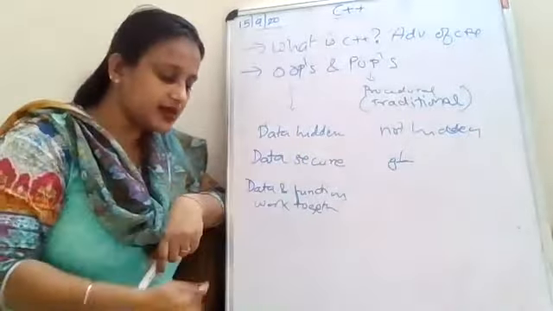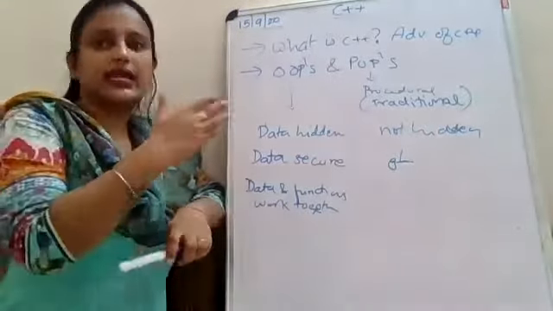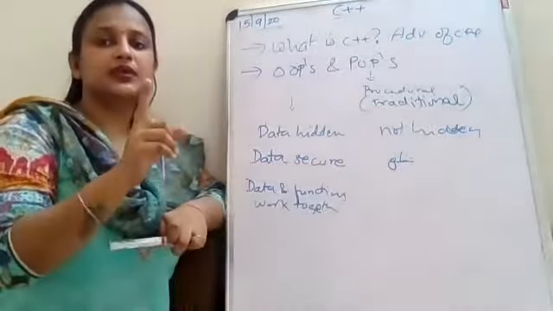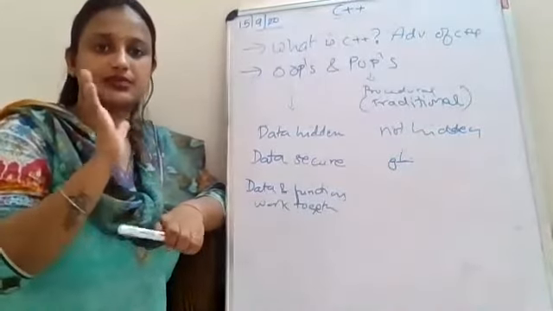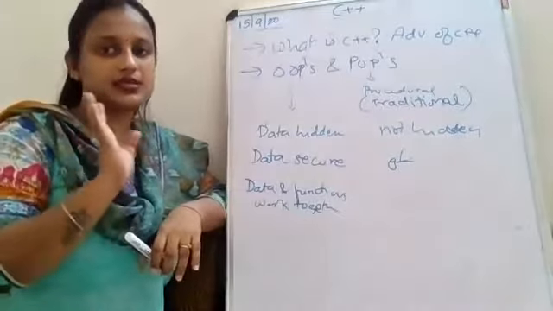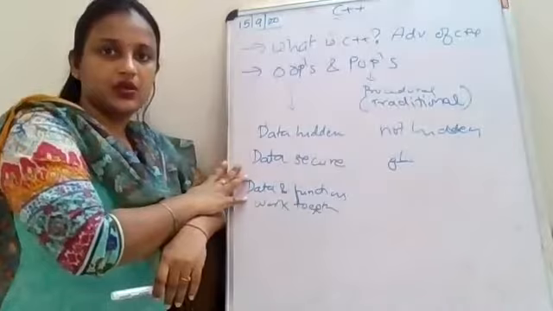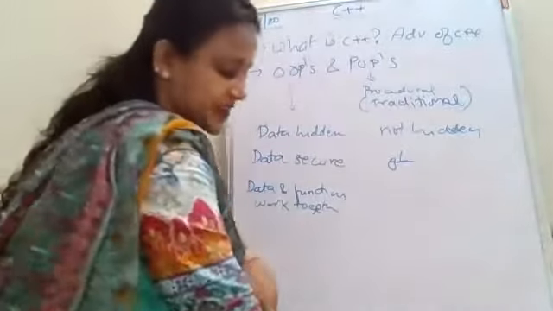Okay, so in this way total 8 points are there. That you have to write. Minimum 7 points are must. 7 points are must in this answer. Okay, it is a 4 mark or a 3 mark question. Okay, your next is features of OOPS.